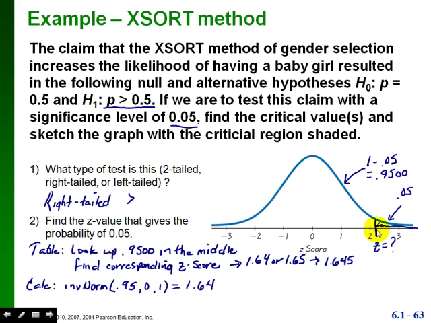So what that tells us is that if our test statistic comes out to be 1.64 or greater, then our conclusion will be to reject the null hypothesis. So if it's over here, we'll reject the null hypothesis. If it's in this part, then we'd fail to reject.